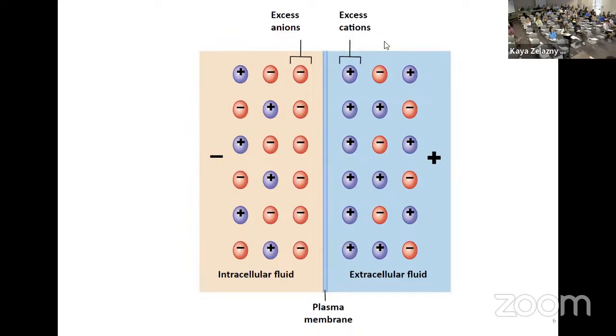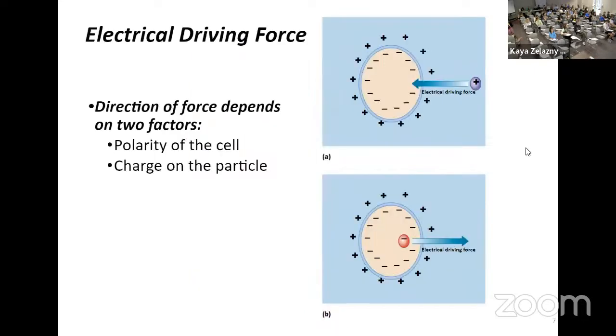So for the electrical driving force, we're looking at the polarity of the cell. So we're looking at, is the cell more negative inside or more positive inside? I said that usually the inside of the cell is negative, which is true. So usually we're at -70. But when we think about firing neurons, firing muscles, what we're going to be doing is varying what that charge is inside the cell. So we do want to be able to understand examples both with a positive charge and with a negative charge inside the cell.